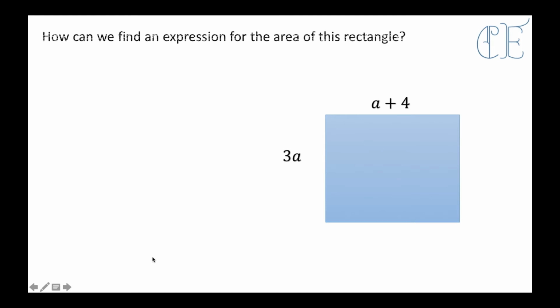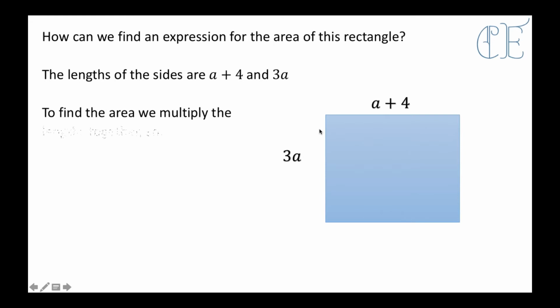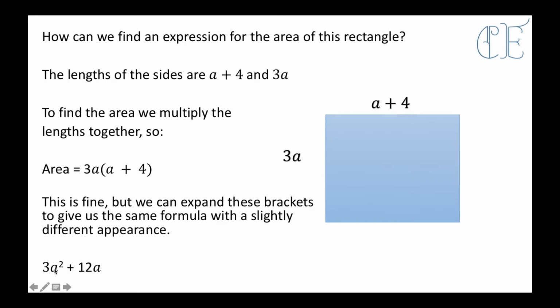What about this one? The lengths of the sides are a plus 4 and 3a. So I need to multiply this by all of this. So I'm going to do 3a multiplied by a plus 4 in brackets, because I need to multiply that by every single term. 3a times a. Well, a times a is a squared, so we just put down 3a squared. And then 3 times 4 is 12, but we have an a there, so it must be 12a.